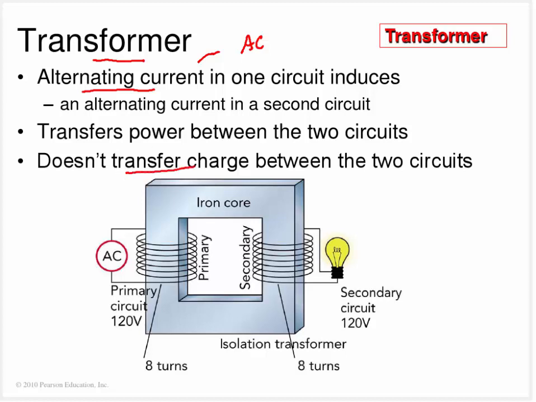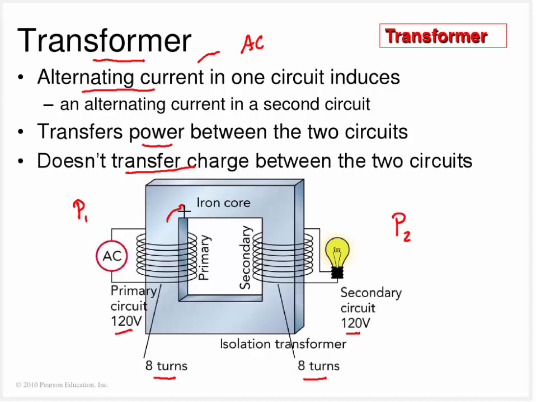Note that it does not transfer charge between the circuits, and it only transfers power. Something else is the power on the secondary has got to be the same as the power on the primary, because this thing doesn't generate power, it just transfers power. And you can kind of notice that if we had 120 volts of AC over here, and we had 8 coils of wire, then if we had 8 coils of wire over here, we would have 120 volts.